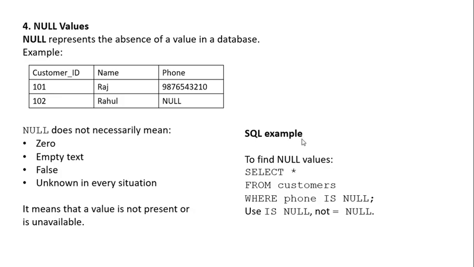And an SQL example to find the null values: use SELECT * FROM customers, where customers is the table name, WHERE phone IS NULL; or use IS NOT NULL. This query performs and finds all the null phone numbers in the customer records.